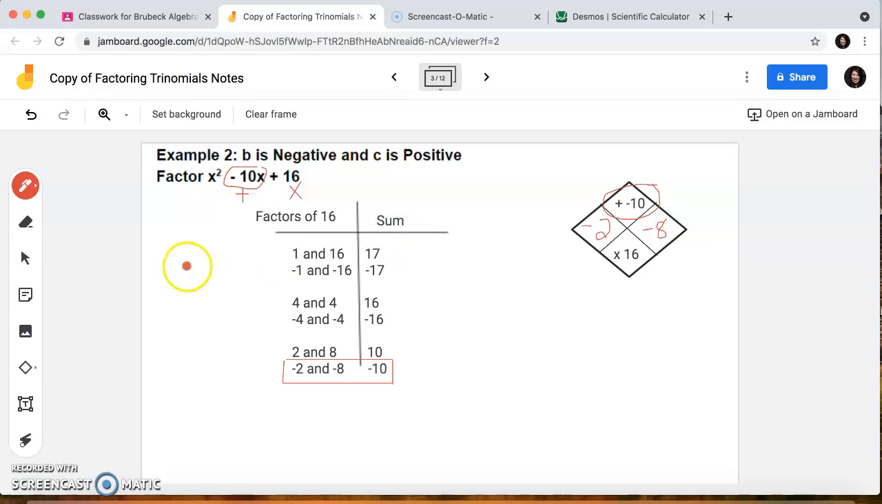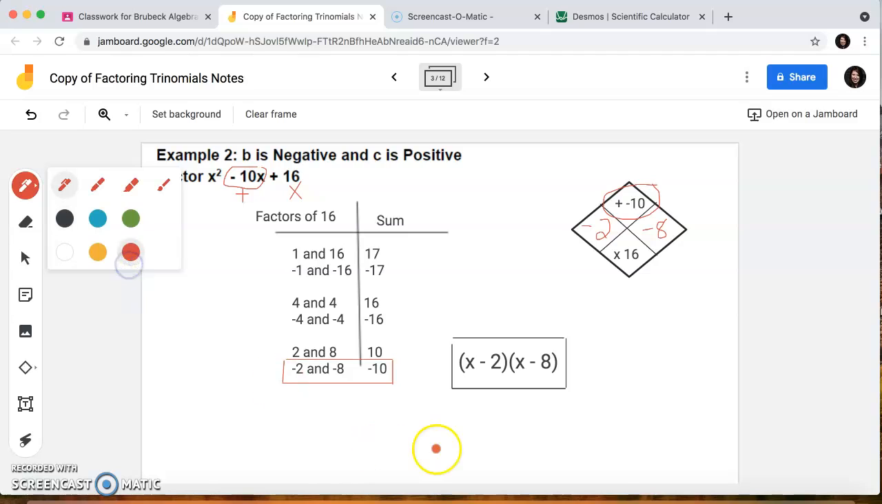So the numbers that are going to work are -2 and -8 because they multiply to get us 16 and they add to get us -10. I'm going to write my parentheses, and so this time because they're negative, we're going to say x minus 2 and x minus 8. And so that is our answer. What we want to think here is that when we multiply these two expressions, we're going to get this larger trinomial up here.